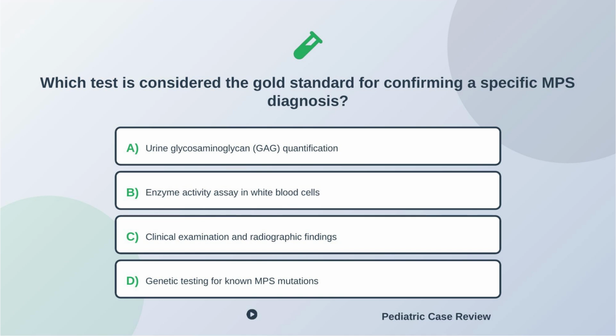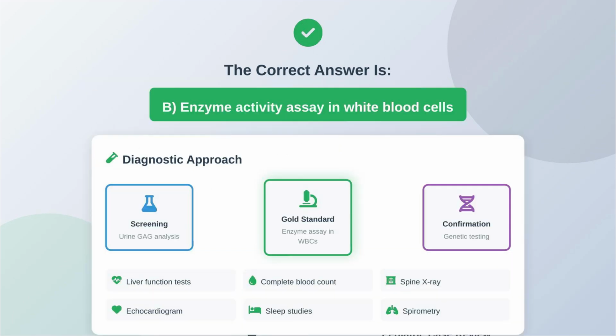Let's discuss diagnostic testing. Which test is considered the gold standard for confirming a specific MPS diagnosis? A. Urine glycosaminoglycan quantification. B. Enzyme activity assay in white blood cells. C. Clinical examination and radiographic findings. Or D. Genetic testing for known MPS mutations? The correct answer is B.